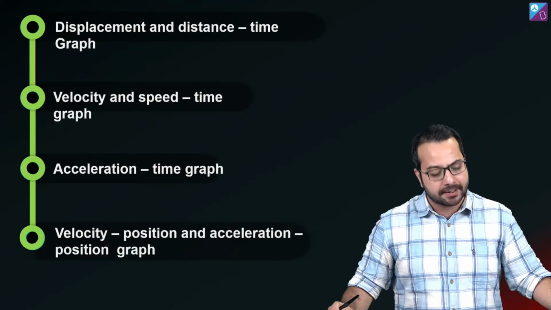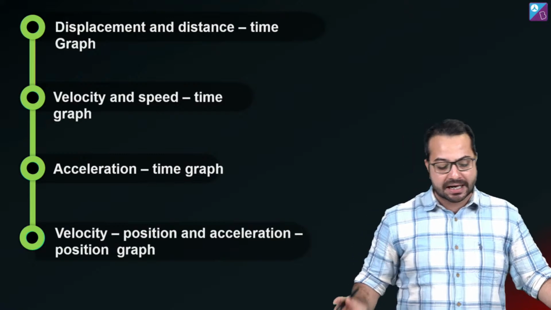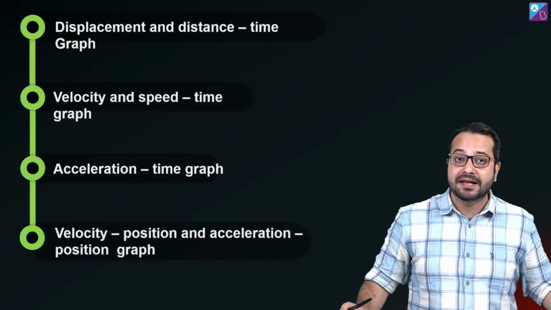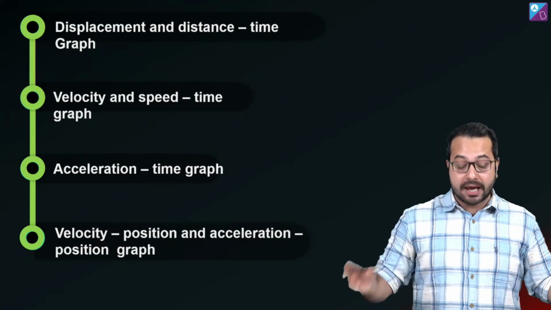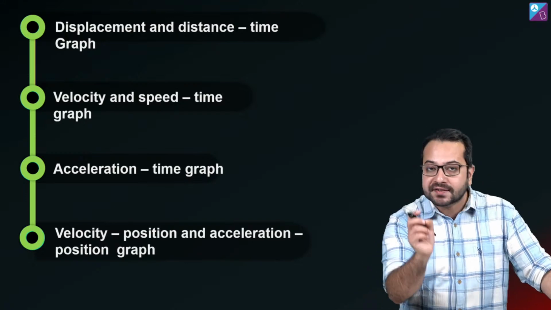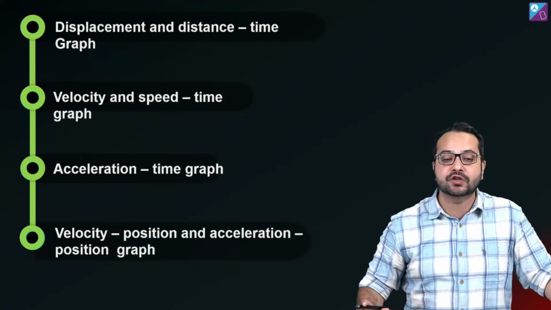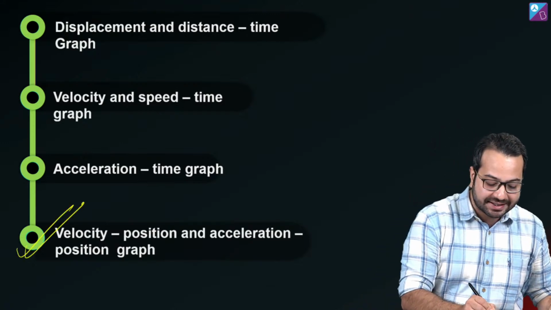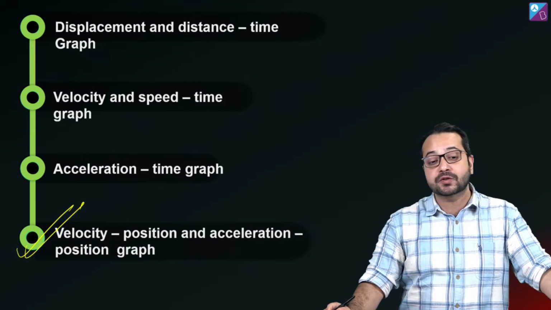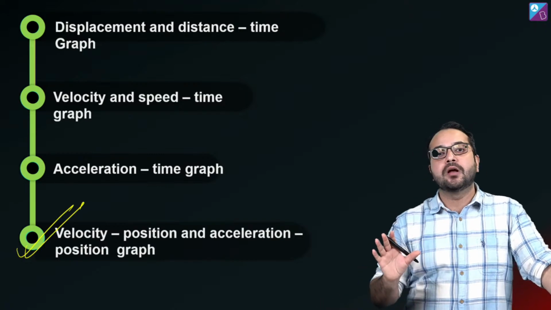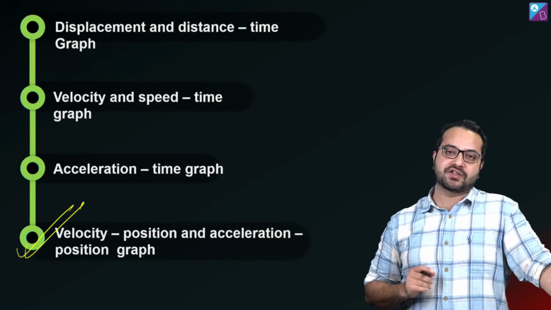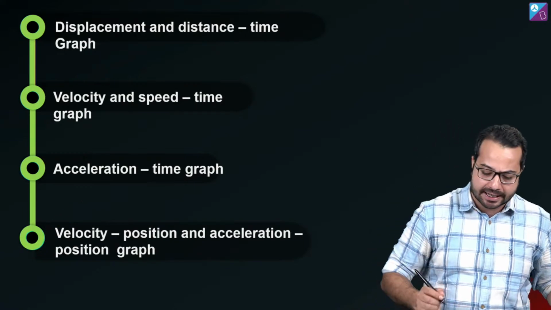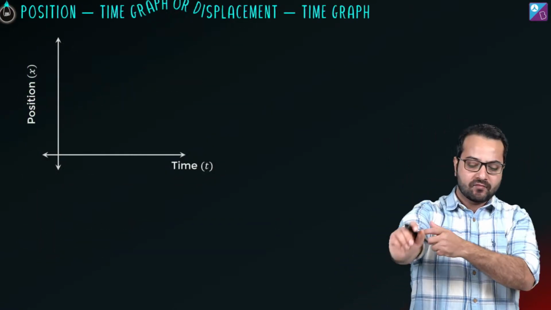तो आज का एजेंडा क्या है? The first thing is we are going to look at displacement and distance time graph. The second thing we are going to look at is the velocity and speed time graph. Then we are going to look at acceleration time graph, and we will also look at the velocity position and the acceleration position graph. Okay. So a lot of times this is neglected. The velocity position graph and acceleration position graph is neglected, but there are many beautiful questions that can be framed on these concepts. All right. So let's get started. Let's get rolling, and quickly we'll see the theory part.